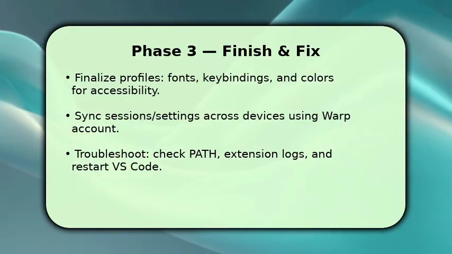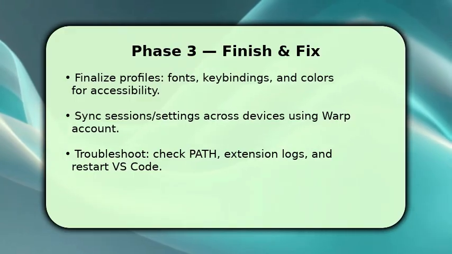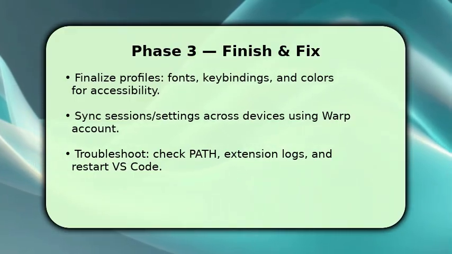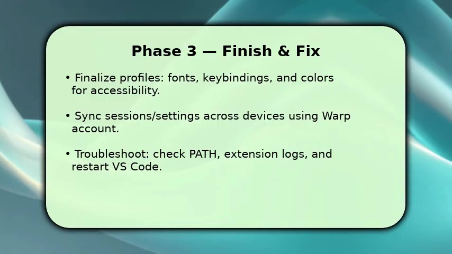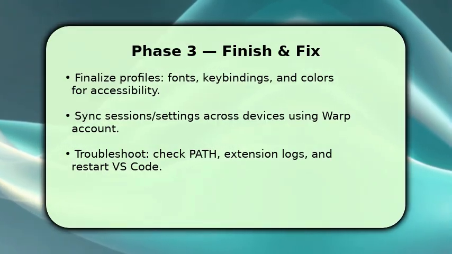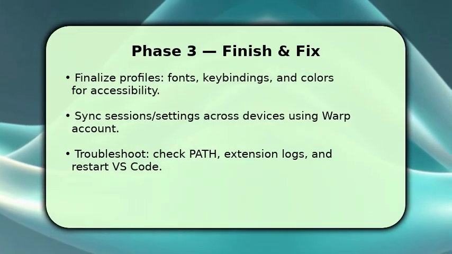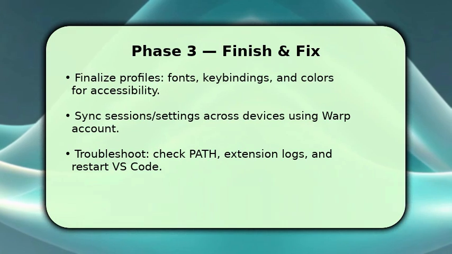If something fails, the key troubleshooting step is to check path and the VS Code extension logs, confirm Warp version in the integrated terminal, restart VS Code, and relaunch Warp. If the extension still misbehaves, disable and re-enable it, then reset the default profile. This resolves most integration issues quickly.